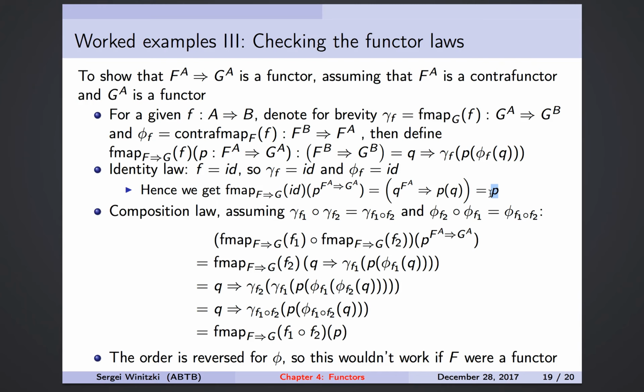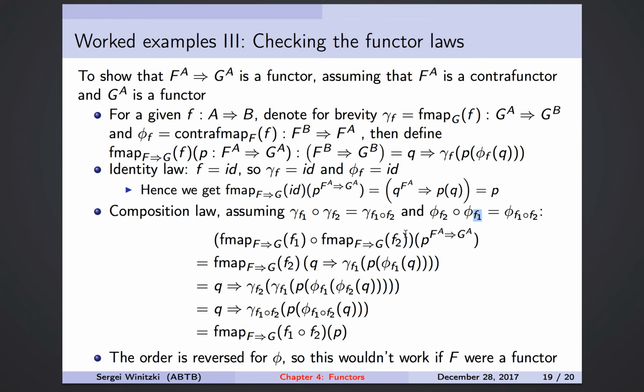So that concludes the proof of the identity law. We showed that fmap of identity applied to some p gives you exactly the same p. The composition law is checked like this. We assume that the composition law already holds for phi and gamma. And here we see the opposite order of composition for phi, because it's a contrafunctor.